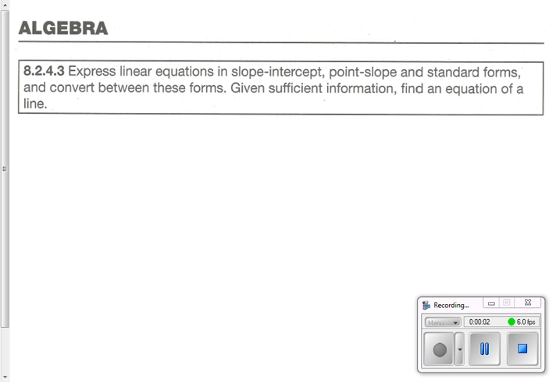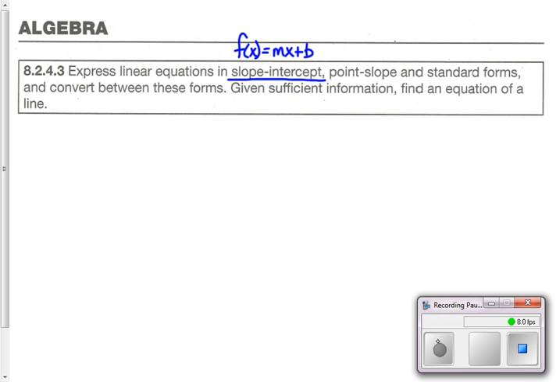Standard 8243: express linear equations in slope-intercept form, f of x equals mx plus b. Point slope form, which is y minus y1 equals m parentheses x minus x1, m still representing slope, x1 and y1 a point, hence the name point slope.